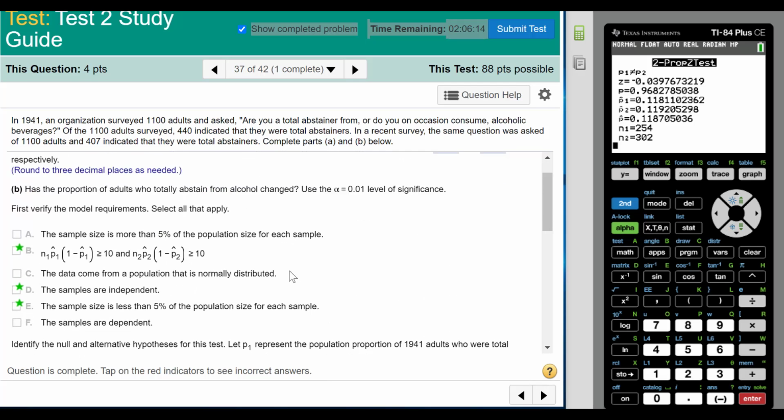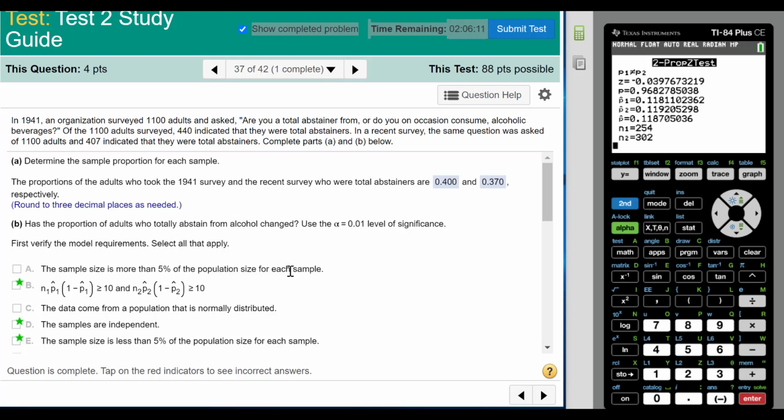All right. The next one covering section 11.1 as well. In 1941, an organization surveyed 1,100 adults and asked, are you a total abstainer from, or do you on occasion consume alcoholic beverages? Of the 1,100 adults surveyed, 140 indicated that they were total abstainers. In a recent survey, the same question was asked of 1,100 adults and 407 indicated that they were total abstainers. Determine the sample proportion of each sample.